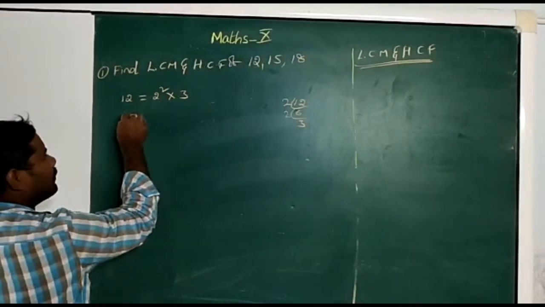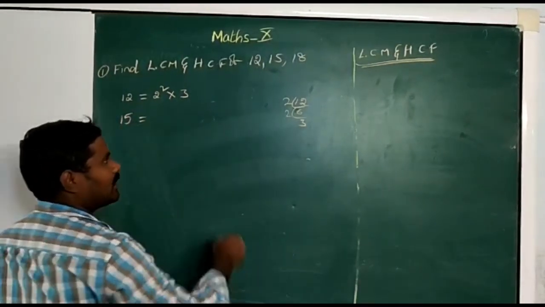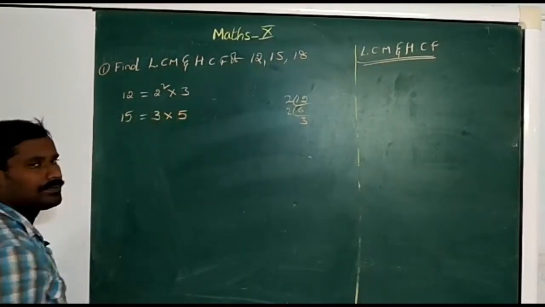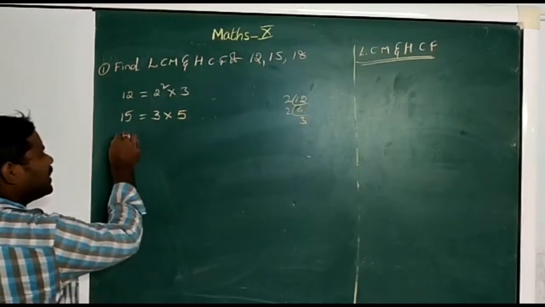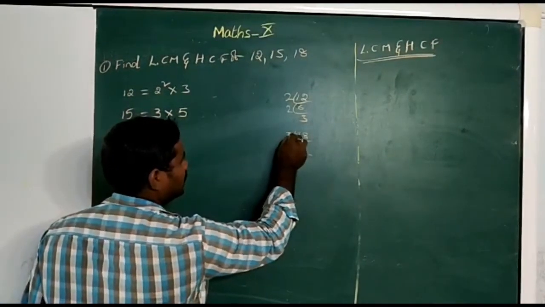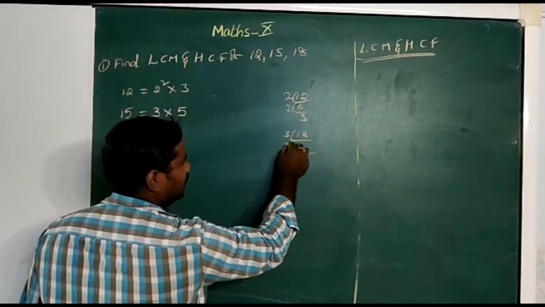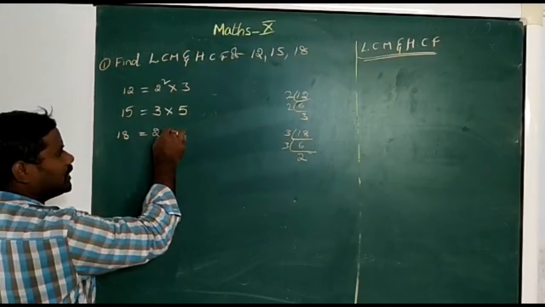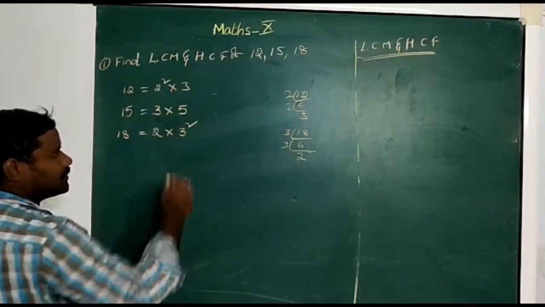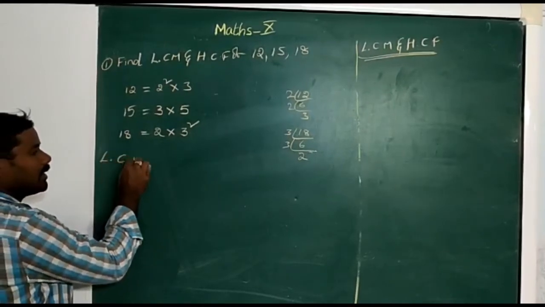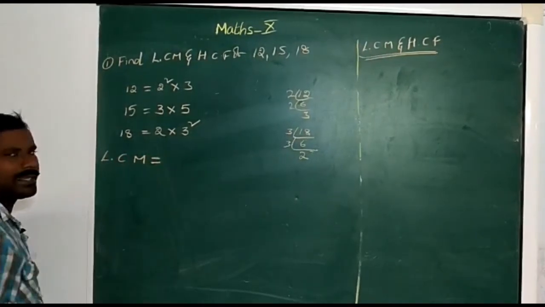Now I am taking 15. 15 can be written as 5 into 3, or 3 into 5. Now 18 is divisible by 3. 3 sixes are 18, and 6 is again 2 threes. That means 18 can be written as 2 into 3 square.